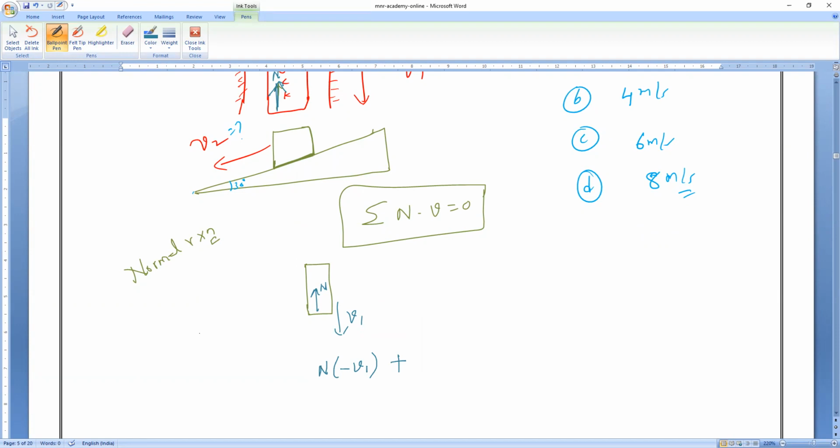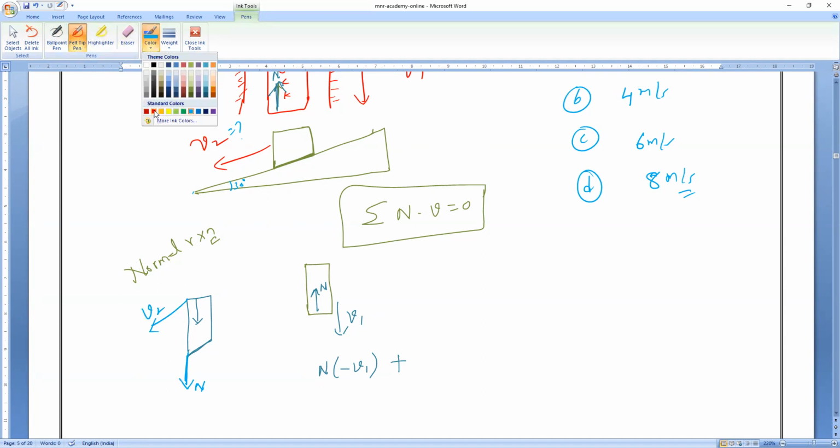Next, the second body. Be very, very careful. The second body is not a plane, it is inclined. For this body, the normal reaction will act downwards, and the velocity is acting in this way. Here or here, the velocity is the same, that is V2.